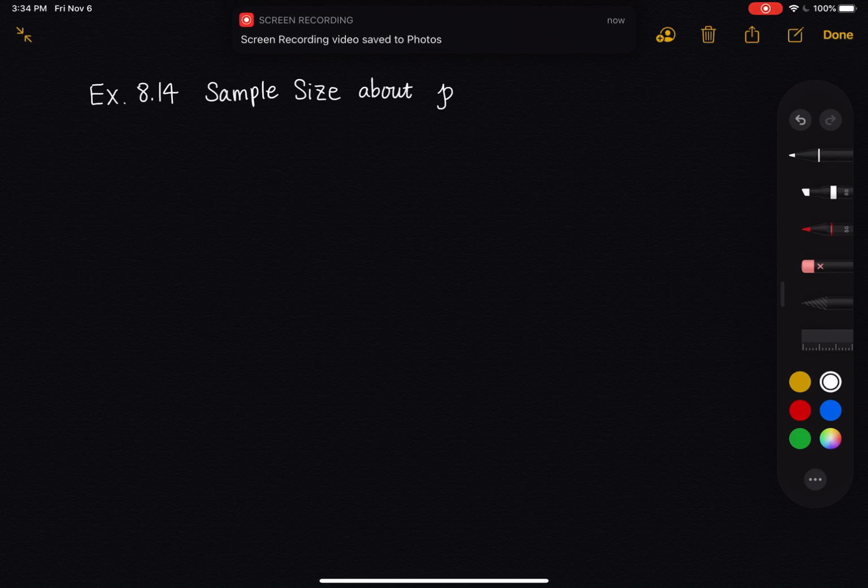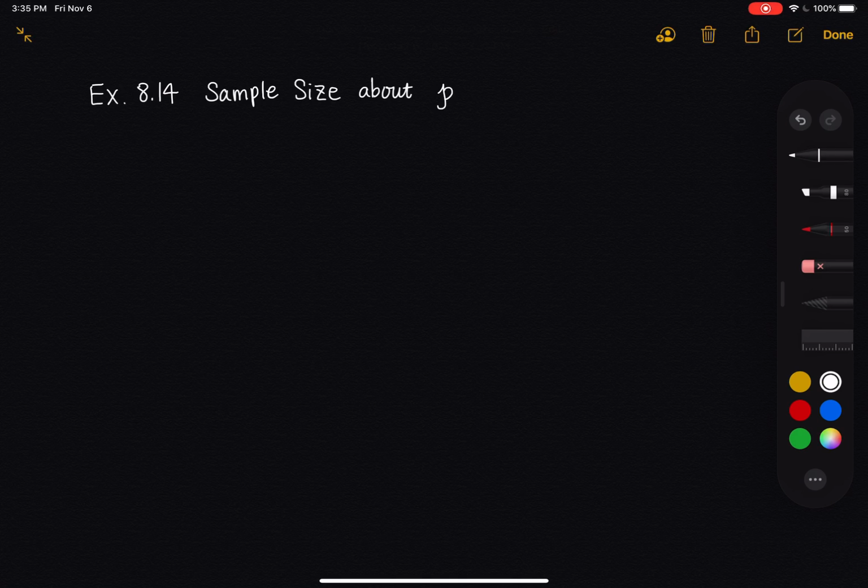Example 8.14. Suppose a mobile phone company wants to determine the current percentage of customers aged 50 plus who use text messaging on their cell phones. How many customers aged 50 plus should the company survey in order to be 90% confident that the estimated sample proportion is within 3 percentage points of the true population proportion?